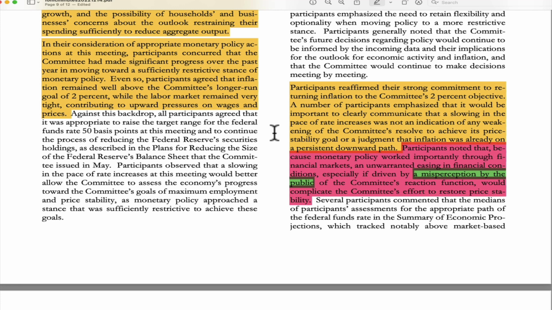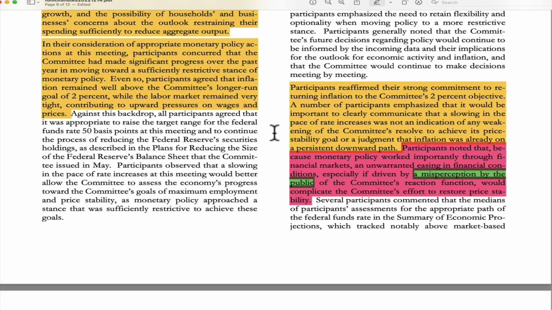Read that pink part. Participants noted that because monetary policy worked importantly through financial markets, an unwarranted easing in financial conditions, especially if driven by a misperception by the public, I wonder who they're talking about there, right? By the public of the committee's reaction function would complicate the committee's efforts to restore price stability. It's kind of like Darth Vader's threat, I find your lack of faith disturbing. It's just disturbing? It would complicate our job. A misperception by the public. I know who they're talking about.